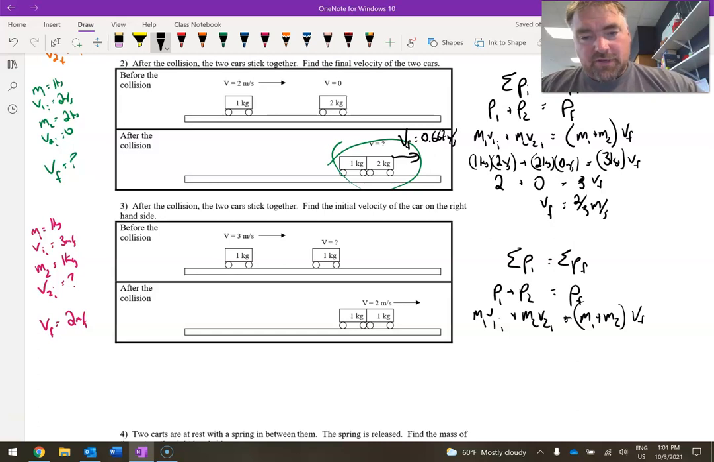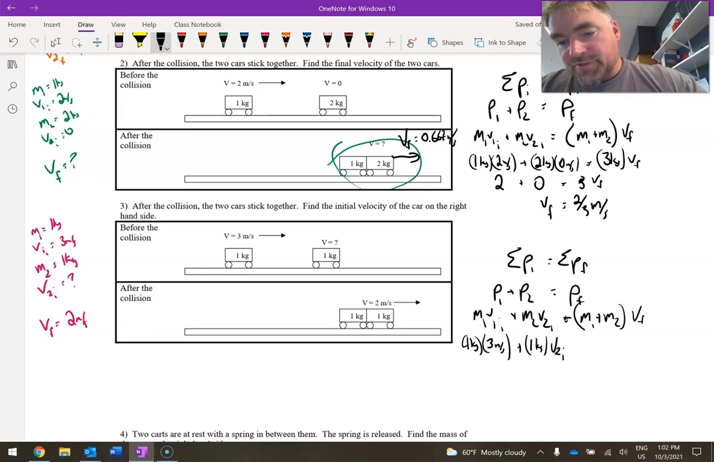Okay, so we look down here. We've got M1 is 1 kilogram. We know V1 initial is 3 meters per second. I forgot to put that in there. There we go, 3 meters per second. M2 is 1 kilogram. And we don't know what V2 initial is. That's what we're looking for. Is equal to, now it's M1 plus M2 since there's one object. So that's 2 kilograms, and we know that it's traveling at 2 meters per second.